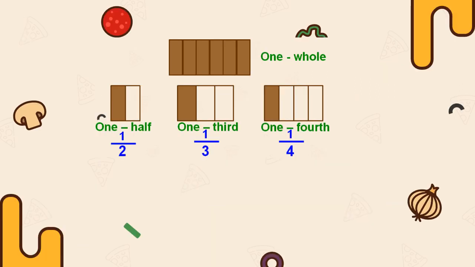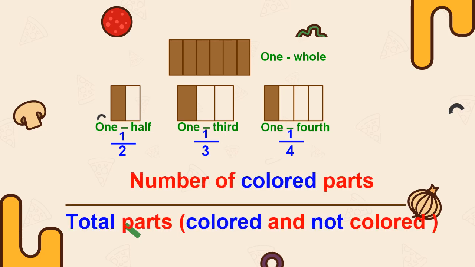So our rule in fractions is number of colored parts over total parts, colored and not colored. If we look here at the first chocolate, how many colored parts? Just one. Over the total parts, colored and not colored, they are 2. We put 2. Here, how many colored parts? Just one. We put 1 at the top. Over how many total parts, colored and not colored? They are 3.